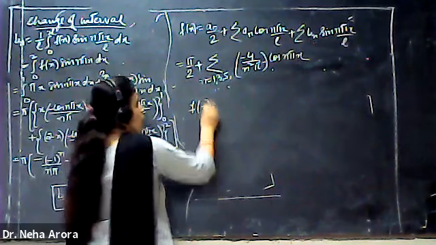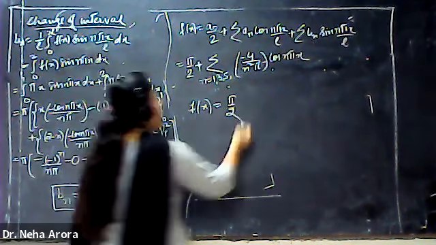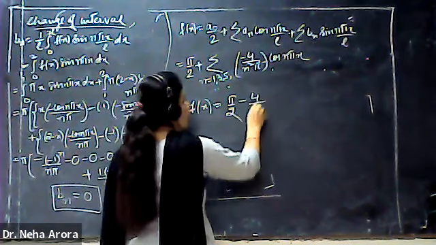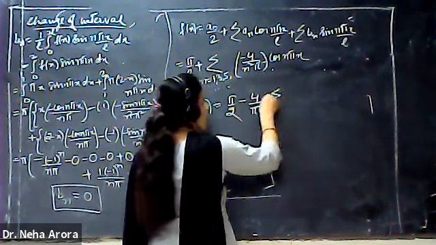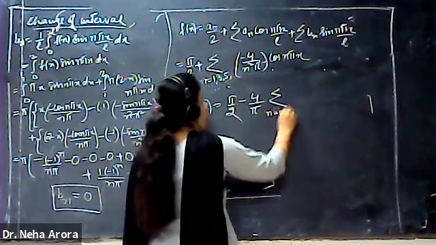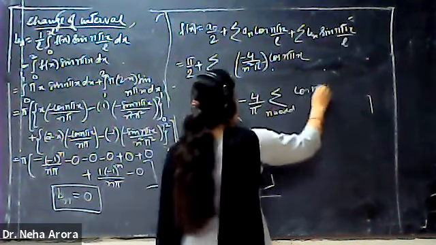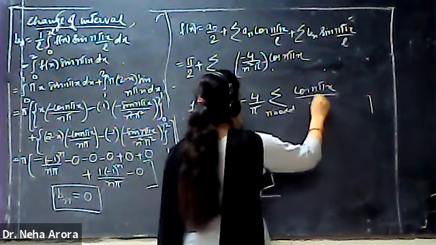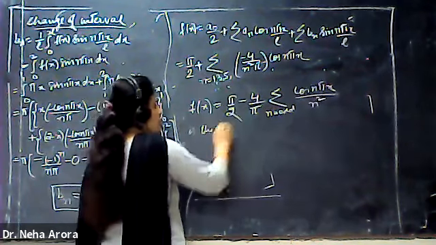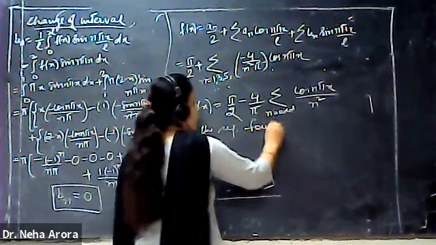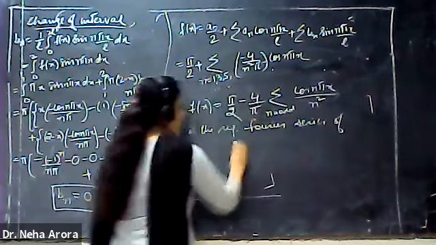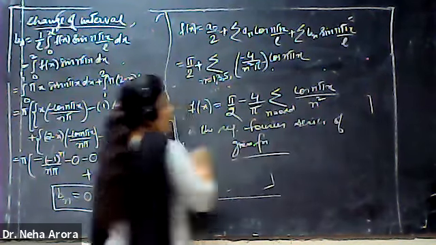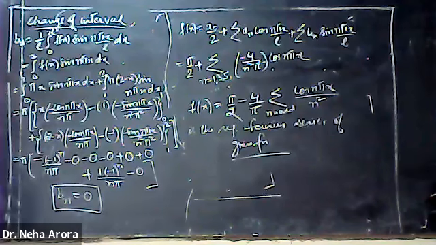That means the function is pi by 2, and what we can take common? We can take minus 4 upon pi common because these terms are not containing n. Summation is applied on n only. So minus 4 by pi, summation n is odd, and cos n pi x upon n square. This is the required Fourier series of the given function, right? In the same way, we can continue. We can expand it in the expanded form, or you can write down in the form of summation itself.